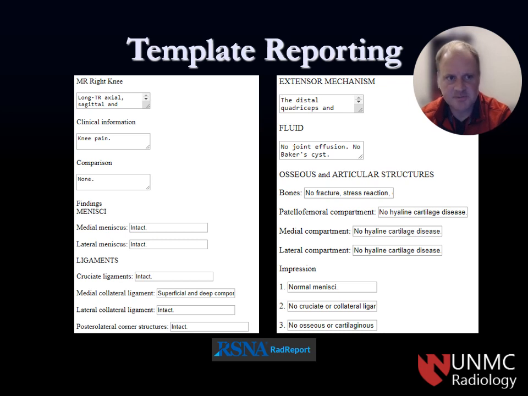Here's an example of template reporting. This was found on RSNA Red Report, which is a great resource for all kinds of shell reporting. This is a very good one. I have gone through many of these and found that some of them I like better than others, but this one is very nicely categorized into all the things that we would look at on a knee MRI: meniscus, ligaments, extensor mechanism, fluid, osseous and articular structures. I think it compartmentalizes pretty well and is very efficient. We don't use this at our institution, but there would be no good reason not to.